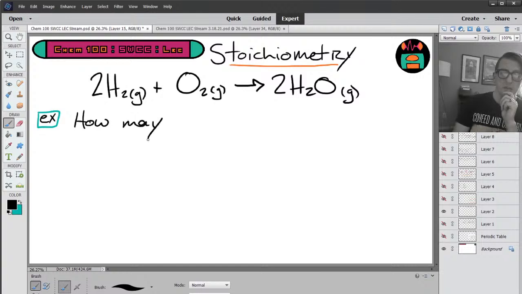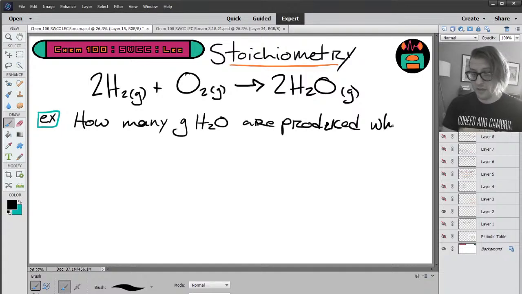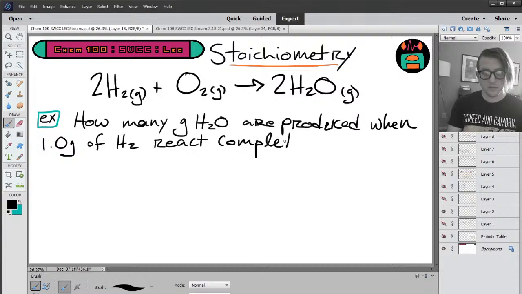How many grams of water are produced when 1.0 grams of hydrogen react completely? Question.